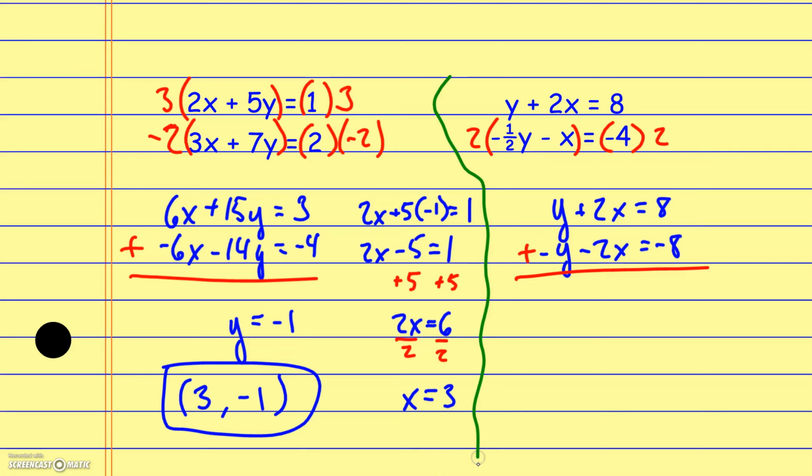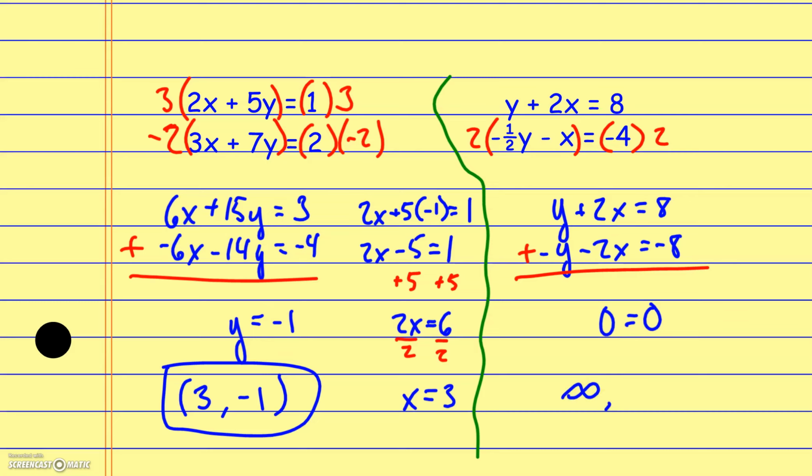Make sure these don't get mixed up. When I add these up, over here the y's cancel out, but the x's also cancel out, so I'm left with nothing. I'm left with 0. Over here, 8 plus negative 8 is also 0. So I get 0 equals 0, which is a true statement. Well, unlike when I get a false statement, where I know it's no solution, when I get a true statement, this is a situation where I have infinitely many solutions.